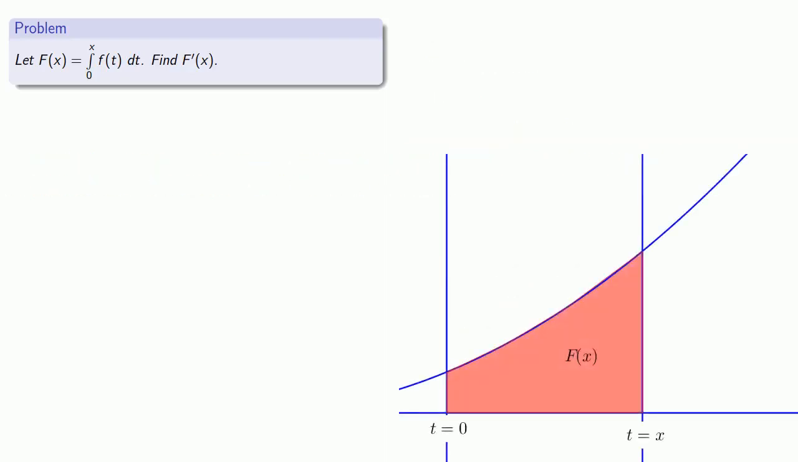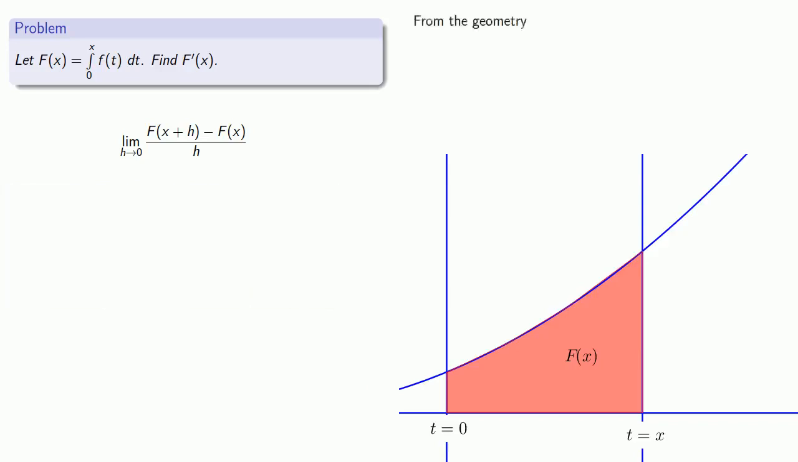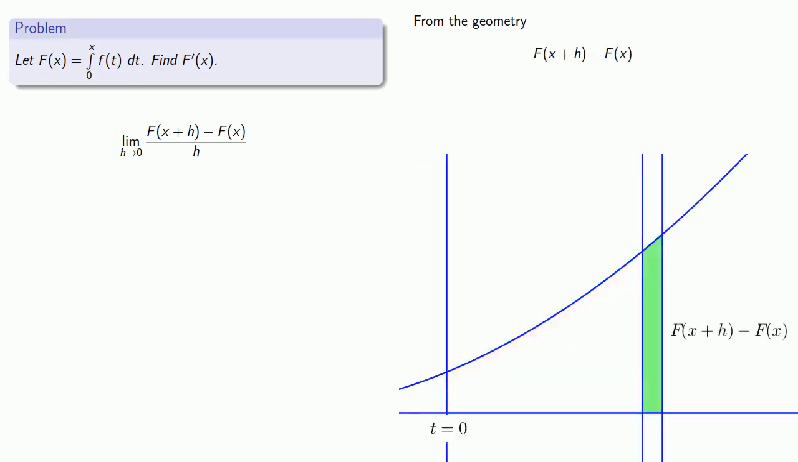Now, if we want to find the derivative of capital F of x, we need to use the definition of the derivative. And so we're looking for the limit as h goes to 0 of this difference quotient. Well, let's consider the geometry. Capital F of x plus h is the area under the curve out to t equals x plus h. So this difference, capital F of x plus h minus capital F of x, represents this sliver of area between t equals x and t equals x plus h.